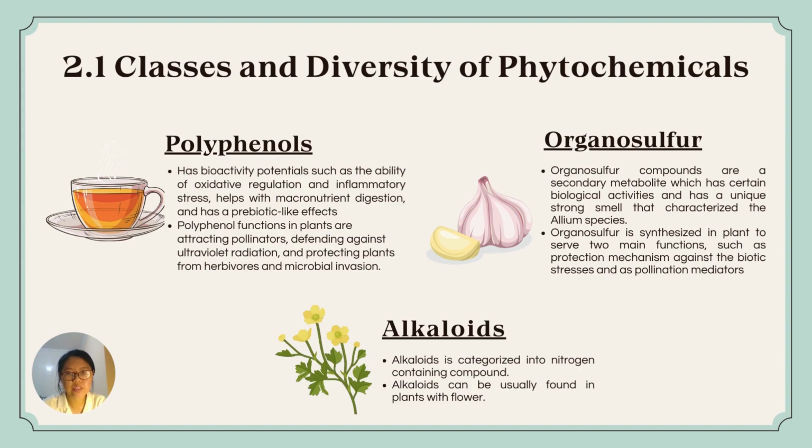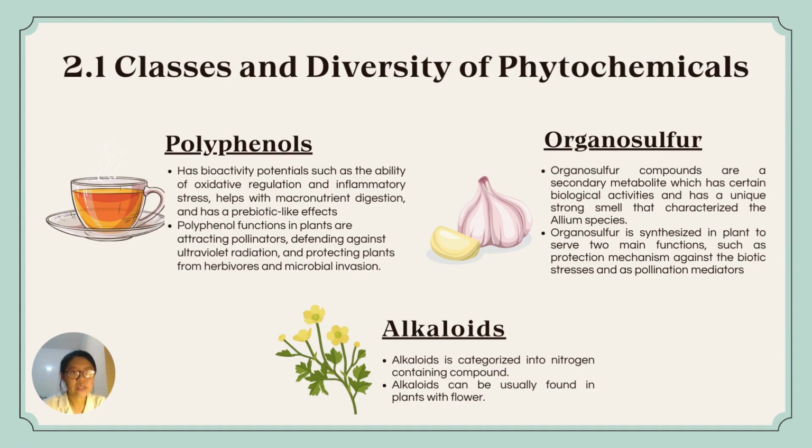So the next one I'm going to explain is polyphenols. Polyphenols are organic compounds synthesized by plants that share the same chemical characteristic with phenolic substances. These compounds are known for their bioactivity potential, such as the ability to regulate oxidative and inflammatory stress, help with micronutrient digestion, and show probiotic-like effects on gut microbiota. And in plants, polyphenols serve various functions such as attracting pollinators, defending against UV radiation, and protecting the plant from invasions.